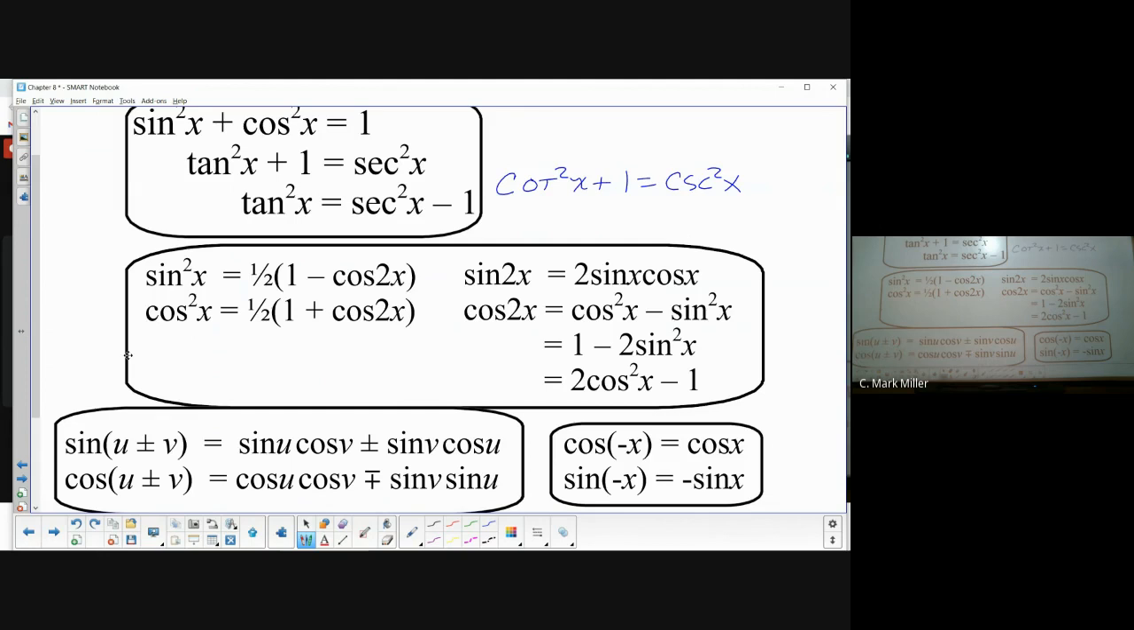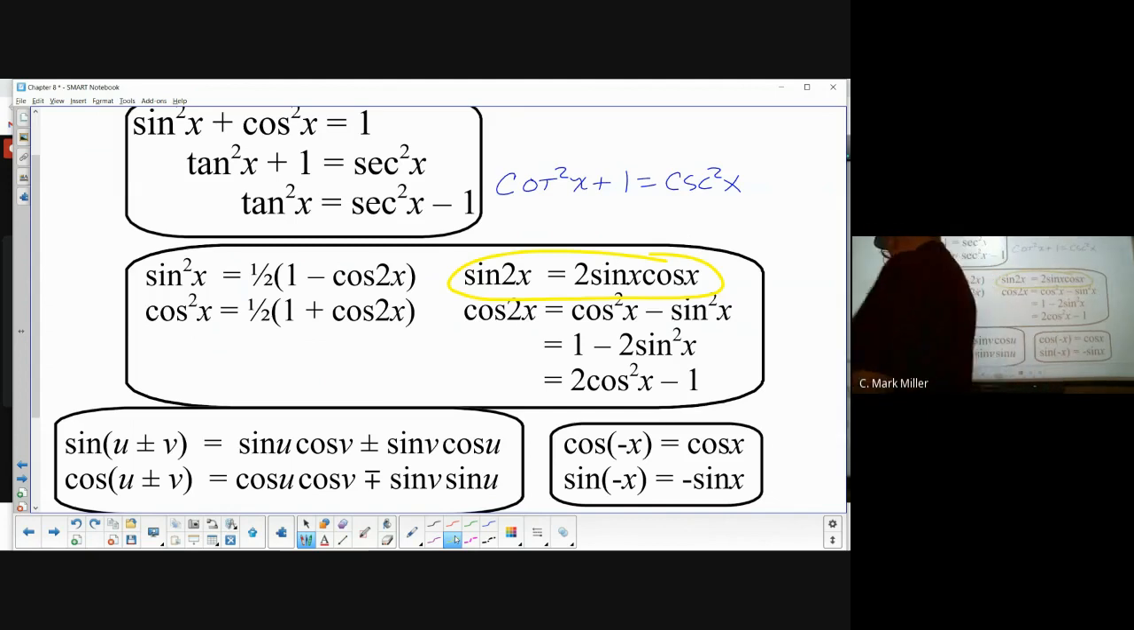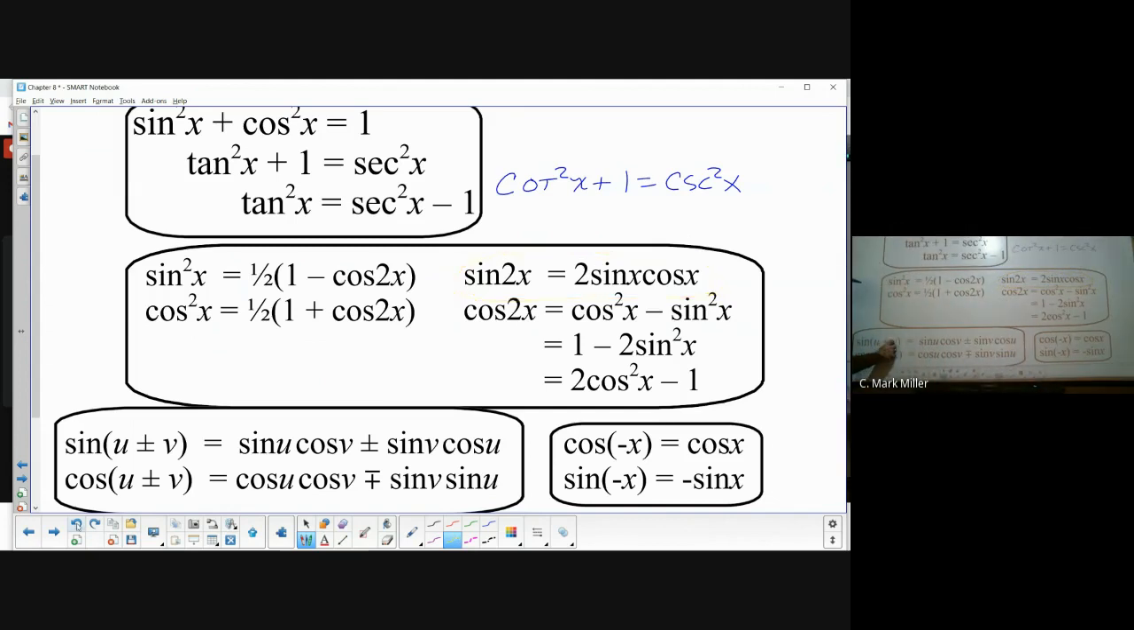If we look at this top one right here, where does that come from? Well, down here, if we made this u, and made that u, so this is the sine of 2u, 2 times an angle. Well, you have sine u, cosine u, sine u, cosine u. That's 2 sine cosine. That's where that comes from.